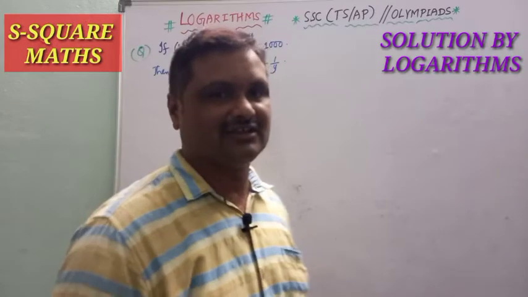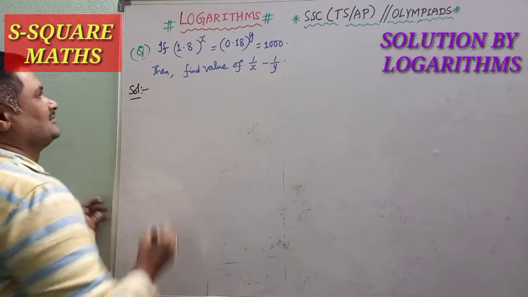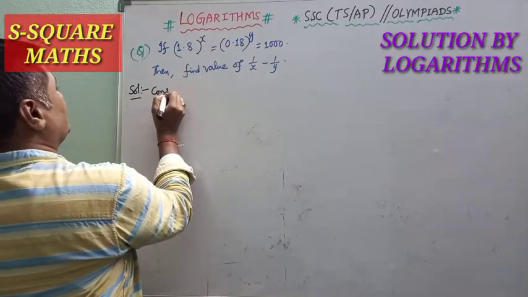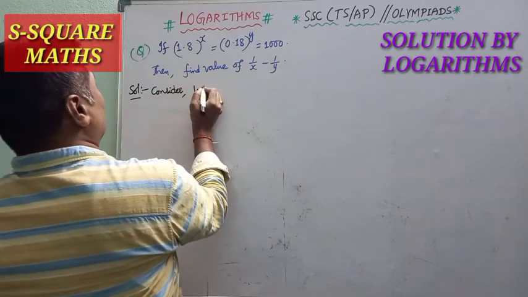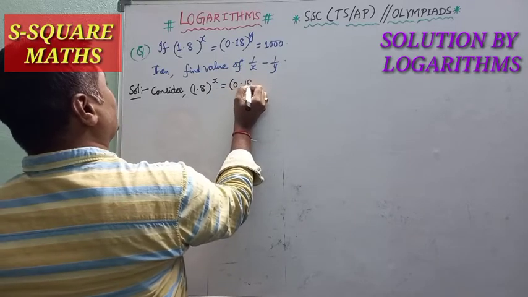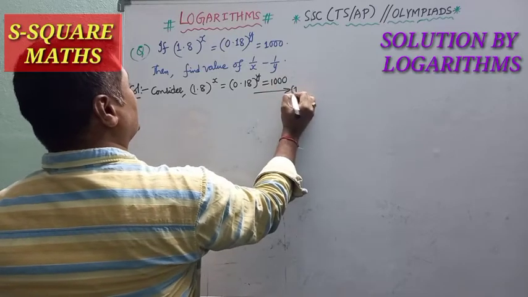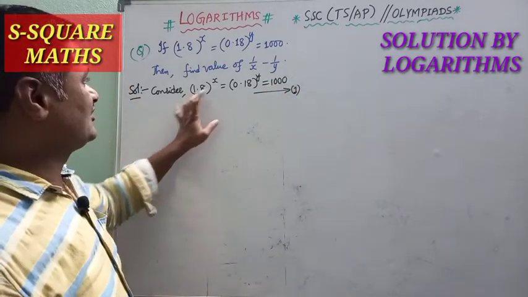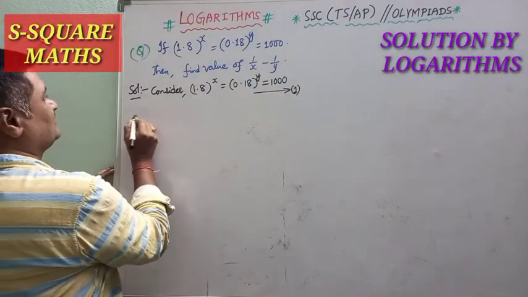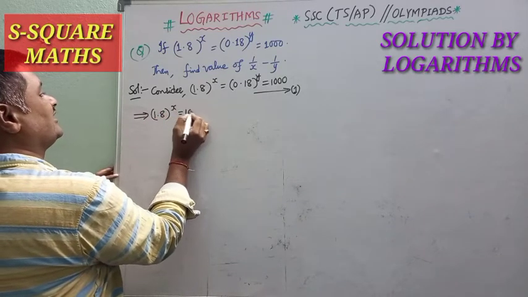By seeing the question, don't panic. Consider the given equation as equation 1. So 1.8 whole power x is equal to 0.18 whole power y is equal to 1000. Label as equation 1. This is nothing but a is equal to b is equal to c, so a is equal to c and b is equal to c. So this implies I can write now 1.8 whole power x is equal to 1000.